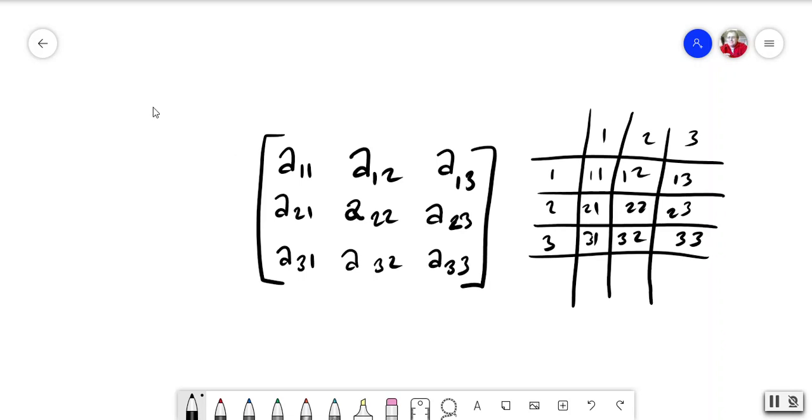So if I said I had a 5 by 7 matrix, and I said element 4, 5, what that would mean is I would look at the 4th row, 5th column, down 4 rows, 1, 2, 3, 4, then over 1, 2, 3, 4, 5 columns. So whatever was in this position would be 4, 5.